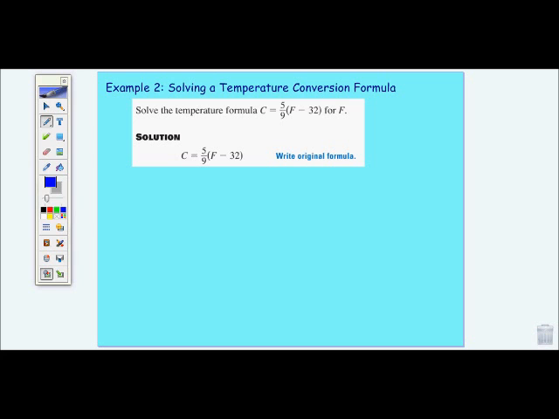First of all, I have a fraction being distributed. I'm going to get rid of that by multiplying both sides by its reciprocal. Once I do that, I get 9/5 times my variable for Celsius equals Fahrenheit minus 32.